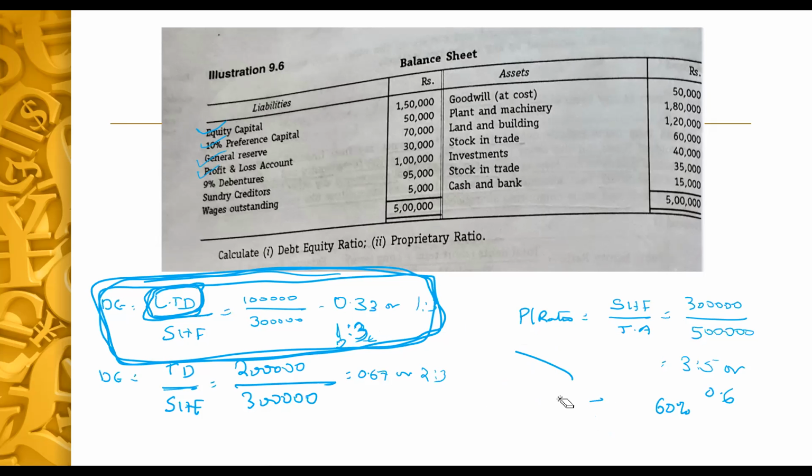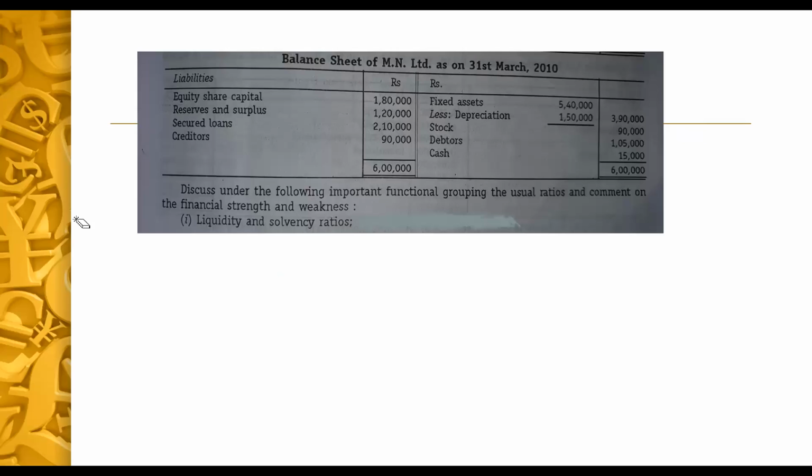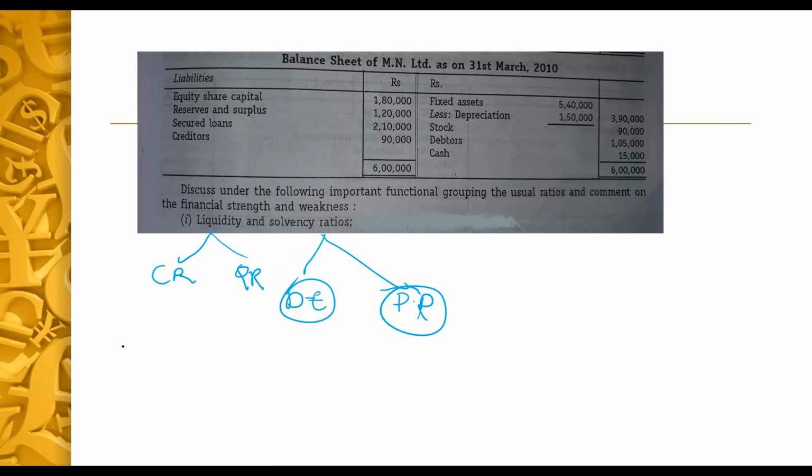Now we shall do one more problem. In this problem, you are required to compute the liquidity ratios, current ratio and quick ratio. Then in solvency, you have to calculate debt equity ratio and proprietary ratio. Can you do that? If you have any doubts, please unmute and ask. And at last, you have to tell me what the current ratio, quick ratio, debt equity ratio and proprietary ratio are. And you have to give the interpretation also. So please do that.